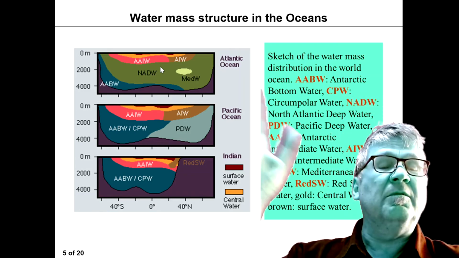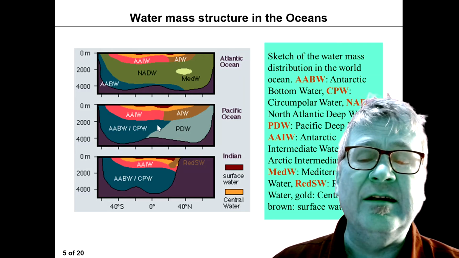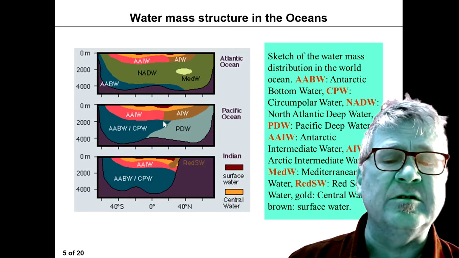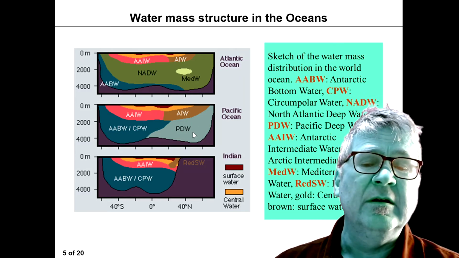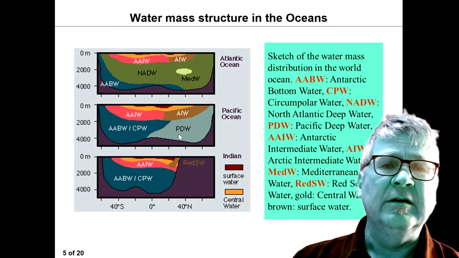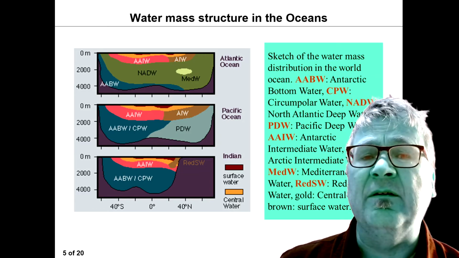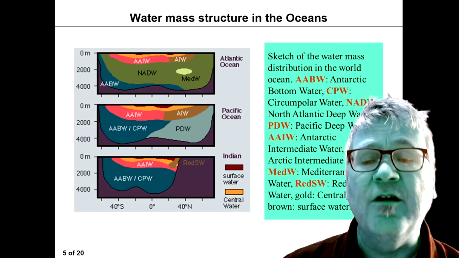Then we can move over to the Pacific Ocean. There's something confusing here, something called Pacific Deep Water. There is no deep water formation in the Pacific. It's more of a stagnant water body. It's very, very slow flushing.